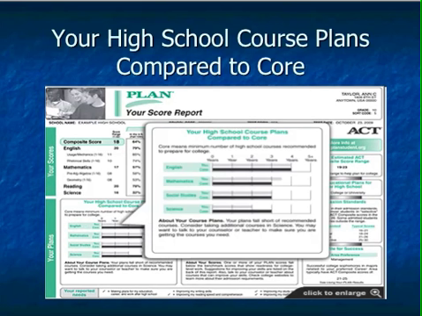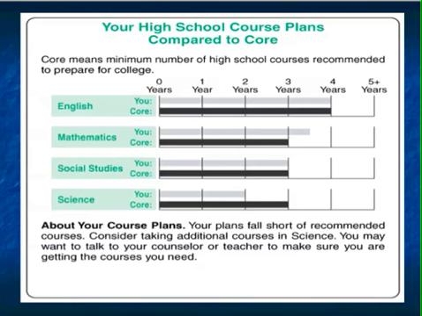On the left-hand side, you'll find a section entitled Your Plans, specifically referring to how your high school course plans compared to core. Take a look at this section now. When you took the Plan and Explore, you were asked about the courses you plan to take in high school. This section of your score report compares your plans to our recommendations for core college prep courses.